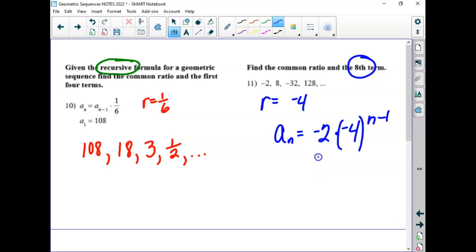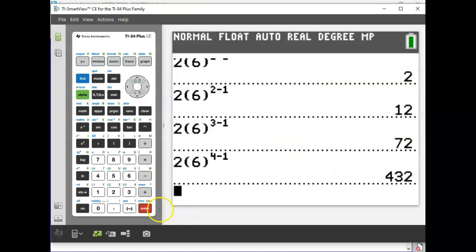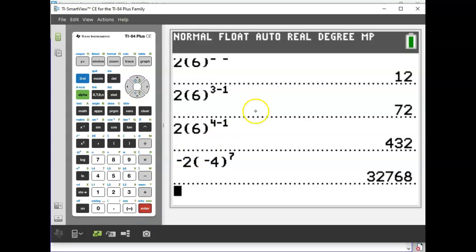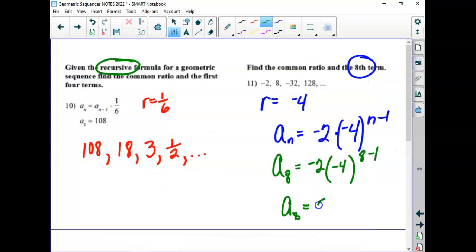So to find the 8th term, what are we going to put in? Term 8 would mean negative 2 times negative 4 to the 8 minus 1. Somebody got an answer? Negative 2 times negative 4 to the 8 minus 1. I'm just going to put 7 because 32,768, anybody? Anybody not getting that? You good, Jada?